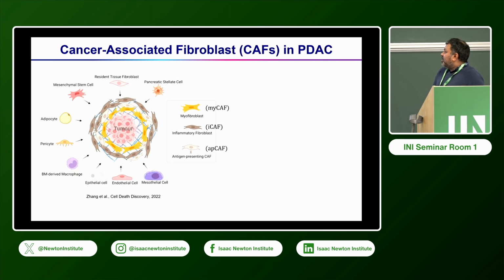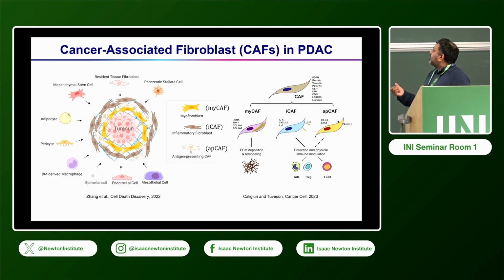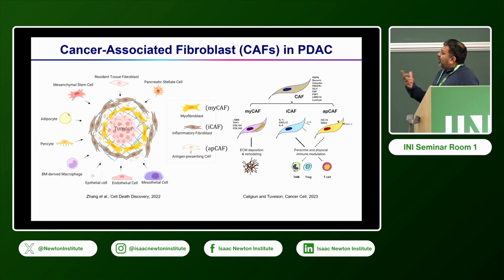In PDAC, CAFs can originate from different kinds of cells: pancreatic stellate cells, fibroblasts, immune cells, etc. And they can differentiate into different subtypes. The major subtypes are MyCAF, ICAF, and antigen-presenting CAF, and they have different roles within the PDAC.